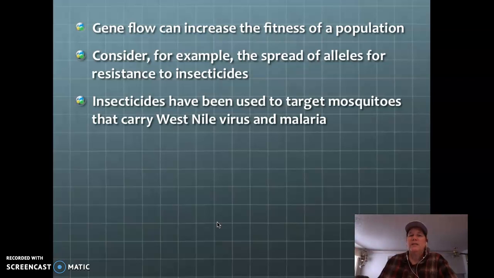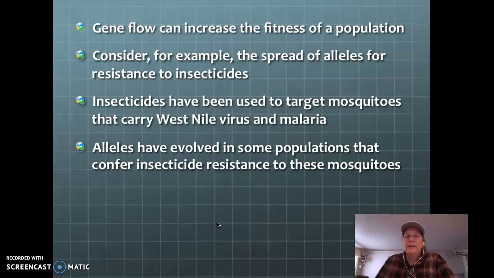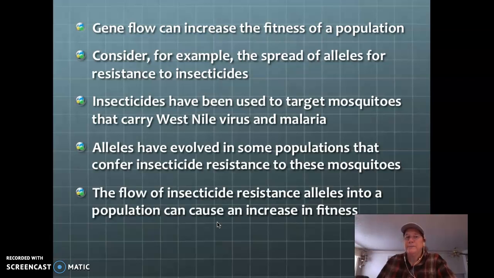Insecticides have been used to target mosquitoes because we know mosquitoes carry a lot of nasty stuff, West Nile, malaria, that kind of stuff. But the alleles have evolved in some of these populations, and now they're resistant to these insecticides. So we can't get rid of them, and now we got more West Nile and more malaria. Okay. The flow of insecticide resistance alleles in the population, again, can increase the fitness of those mosquitoes. Okay. So it causes problems. With West Nile, I know West Nile is up, but with malaria, we still have over 1 million people every year that die from malaria. It's horrible. And again, we can't get rid of those mosquitoes because we have this gene flow.